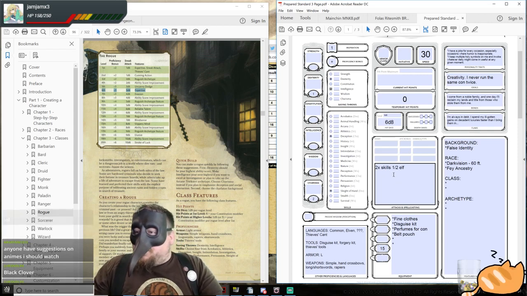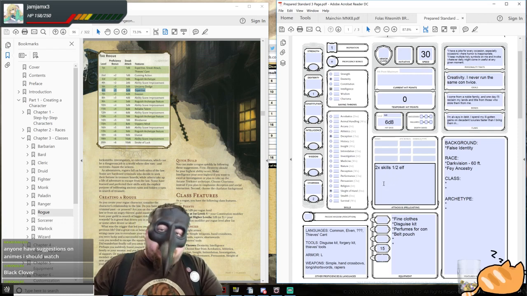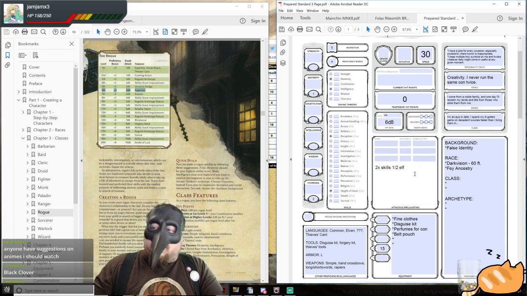Black Clover. Oh, for a suggested anime. All right, hey Chris, sell Mr. Grimm on Black Clover. On Black Clover.